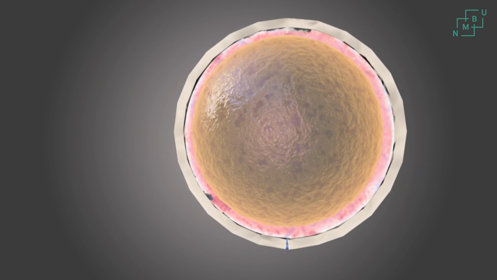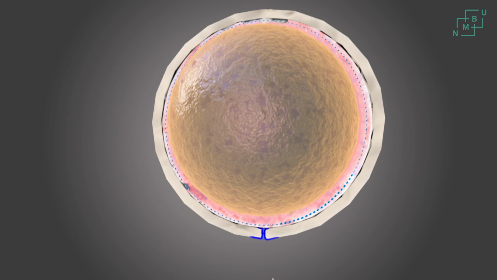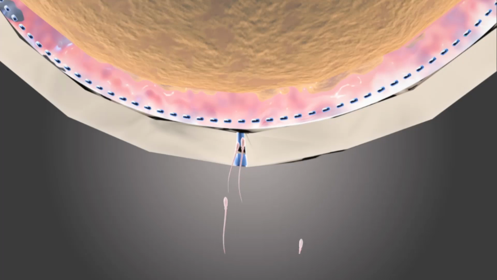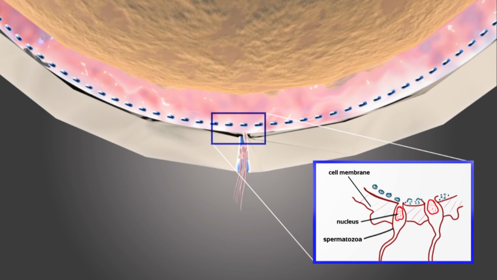Embryo development begins with fertilization. The spermatozoa enter the oocyte through the micropyle. A single spermatid releases its genetic material into the oocyte, leading to the fusion of the male and female genetic material and the formation of the zygote.